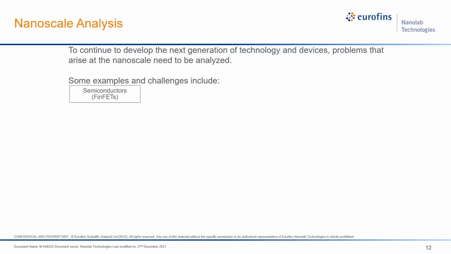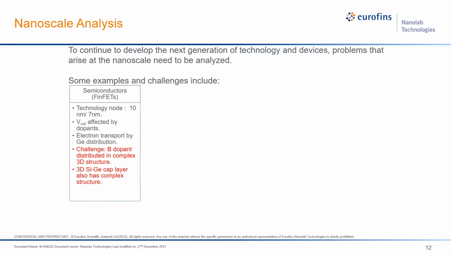The first example is with semiconductor devices, specifically FinFETs. Over here, the technology node is already at 10 nanometers and 7 nanometers and continuing to go lower than this. These devices are complex in their 3D shape, and they contain dopants which affect specific electronic properties, such as the saturation threshold voltage.